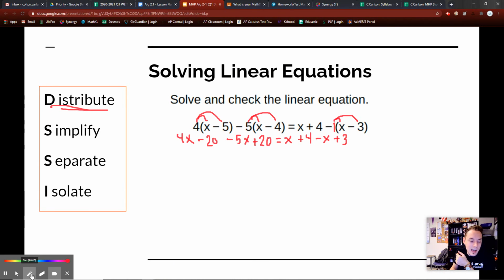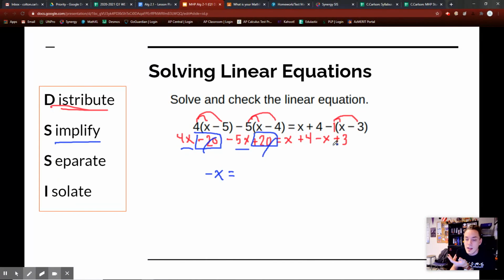Got a lot of stuff that's happening here. So let's simplify. First of all, I can simplify these things on that side, and then this with this. Before I go to the right side, what do those equal? Negative 20 plus 20? That's the best thing that can happen. What's 4x minus 5x? That's a negative x. You could put the 1 here, negative 1x, but no one ever does that, so you don't need to. And then what else happens here? Well, you see a positive x here and a negative x there, so that goes poofy. And then I'm left with 4 plus 3, which is 7.